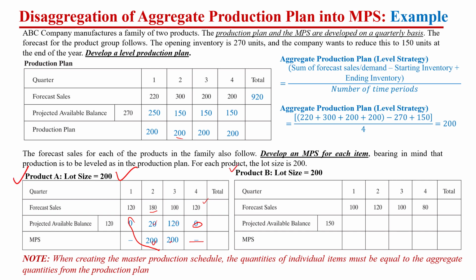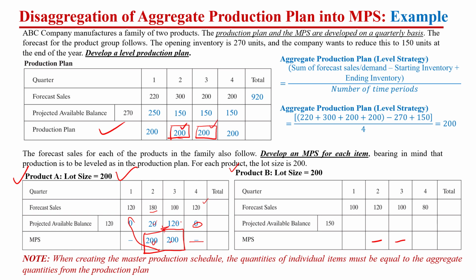Now we need to develop product B. But make sure that our master production schedule must be aligned with the aggregate production plan, as we have discussed earlier. So as you can see, according to the aggregate production plan, we can produce 200 units in quarter 2, which we have done for product A, right? So that means for product B, we can produce either in quarter 1 or in quarter 2. We cannot produce in quarter 2 and 3, as we have already met the aggregate production plan over here, right?